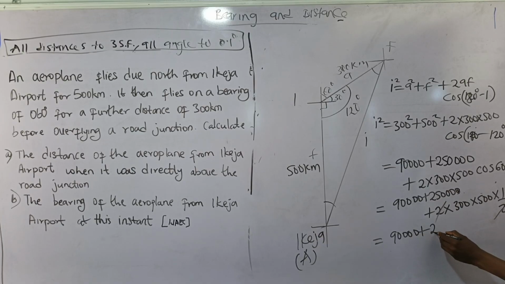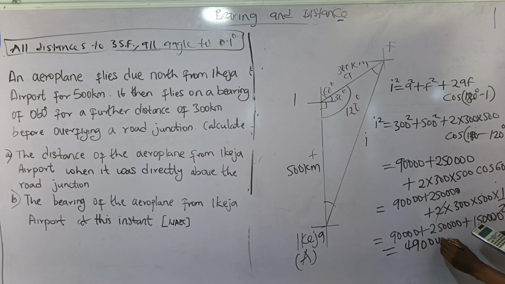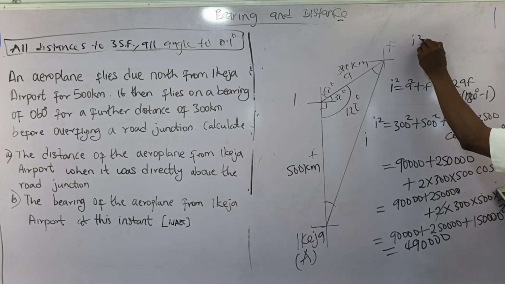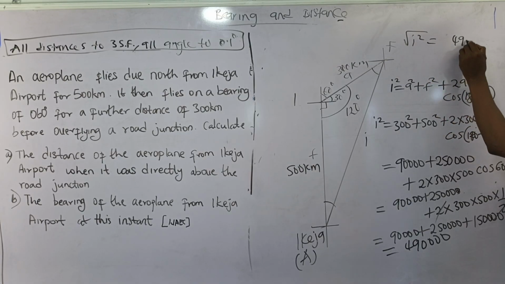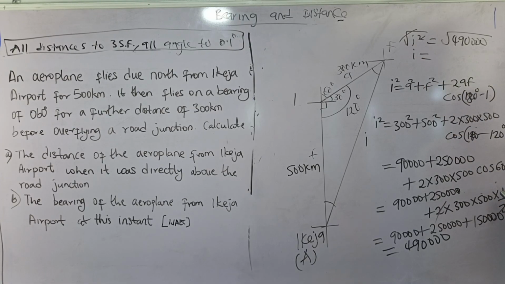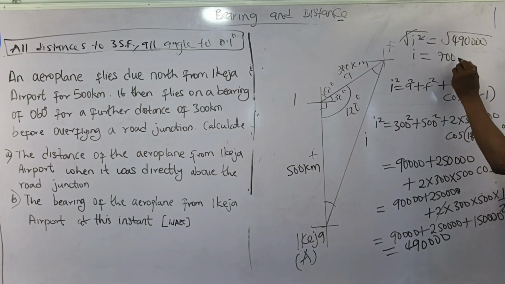So I have 90,000 plus 250,000 plus 300 times 500, which will give me 150,000. So if I add up 250,000 plus 90,000 plus 150,000, this will give me 490,000. And to get my I, if I take the square root, I will be equal to the square root of 490,000, which gives me what? 700 what?